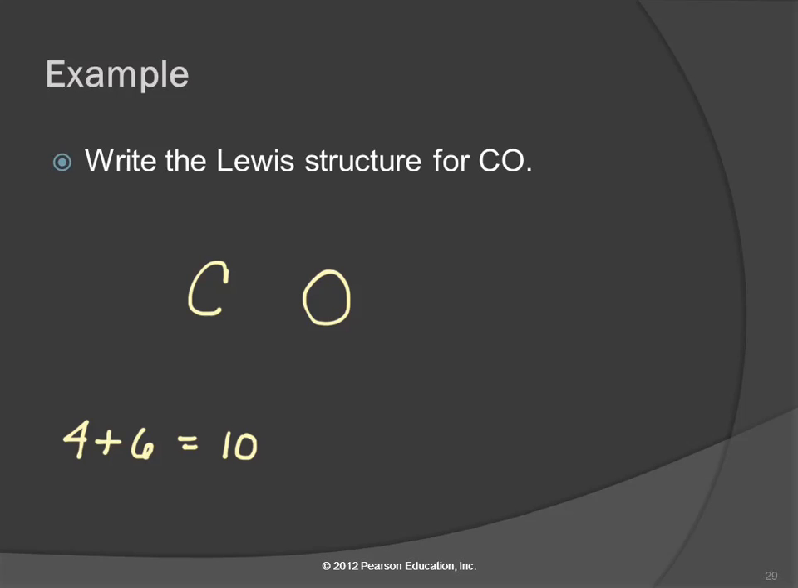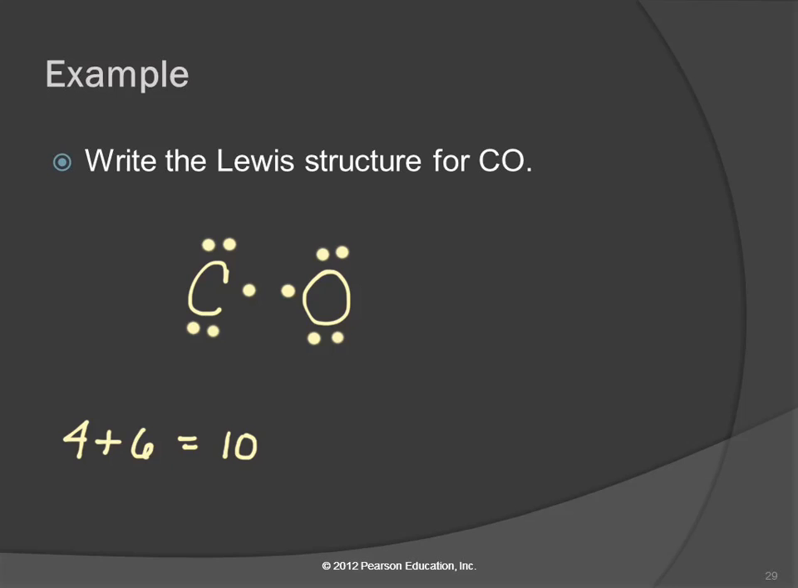So we're going to start by putting a pair of electrons between the atoms. So there's 2. And then we're going to start spreading them around. 2, 4, 6, 8, 10. I ran out of dots. I ran out of electrons.